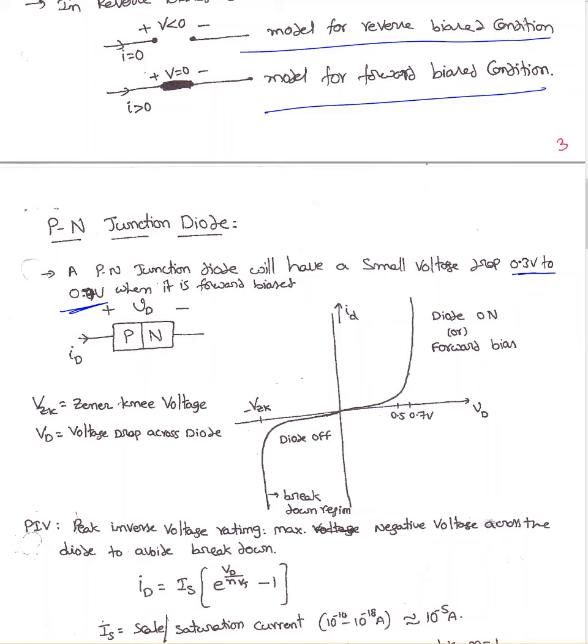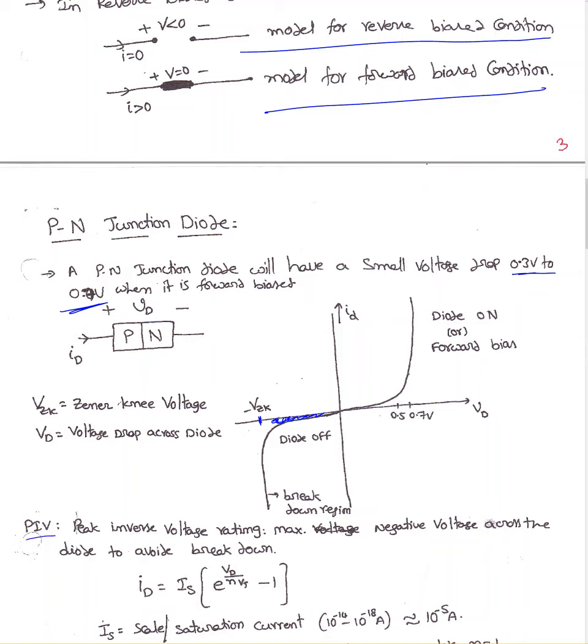In reverse biased condition, it will act like an open switch, but there is a small leakage current. So this gap here, that's the leakage current. Now this is VBR, also called Zener knee voltage. If you apply a voltage bigger than that value, that's also called the PIV rating, then the diode will be permanently damaged. PIV rating is nothing but peak inverse voltage rating, the maximum negative voltage across the diode to avoid breakdown.